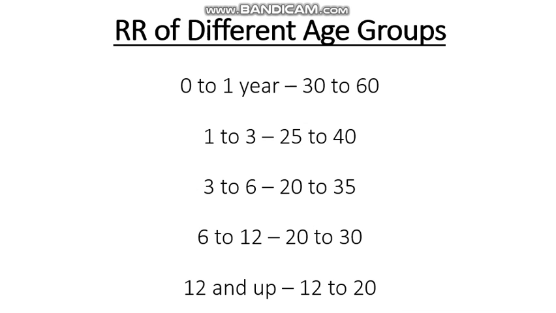Respiratory rates of different age groups. 0 to 1 year have 30 to 60 breaths per minute. 1 to 3 have 25 to 40 breaths per minute. 3 to 6 have 20 to 35 breaths per minute. 6 to 12 have 20 to 30 breaths per minute. 12 and up have 12 to 20 breaths per minute.